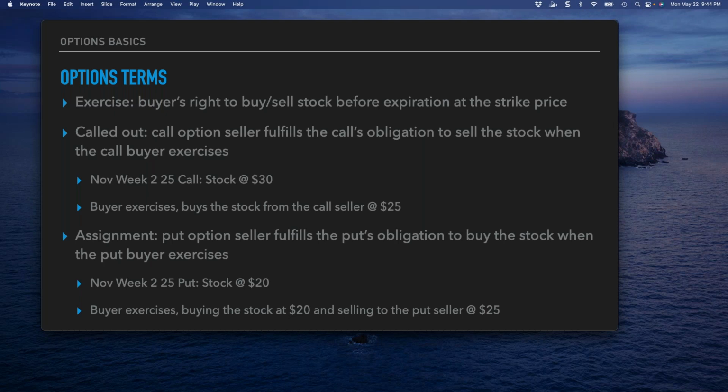She could decide to exercise her call, meaning that she'll tell her broker that she wants to exercise the contract. The broker will then buy the stock from the option seller for $25 and deposit the shares in her account. She can then decide whether or not she wants to sell out of those shares, take the profit, or hang on to the shares and wait for the stock to continue to go higher. For the call option seller, this transaction of exercising the call option is described as being called out of the stock.